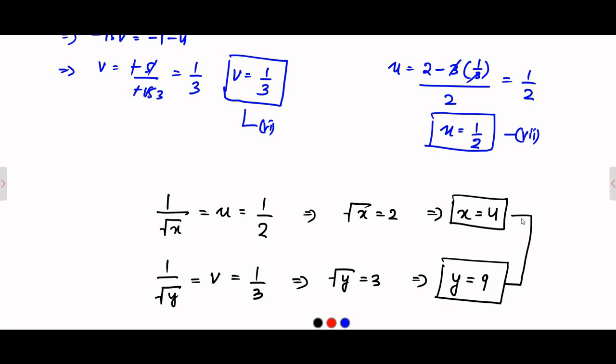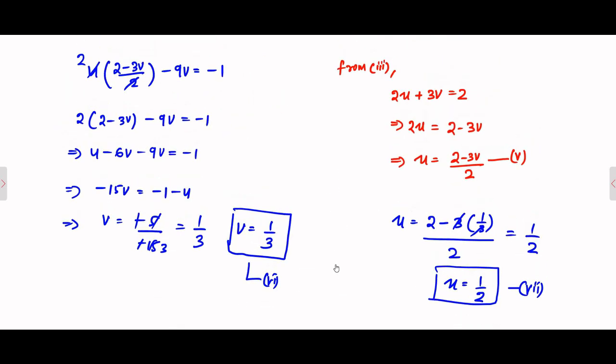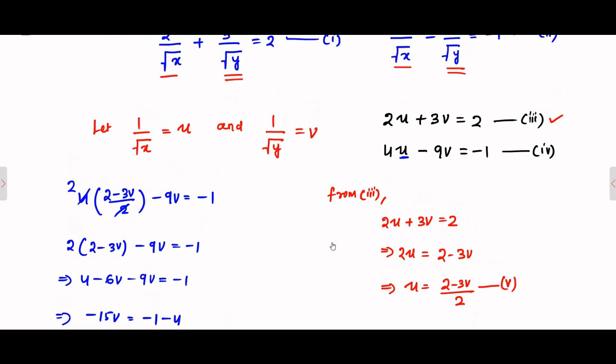Okay, it was relatively simple and straightforward, just this substitution part, but everything else was simple as compared to the previous question. So still, it's a good question and we have solved it. The solution is x is equal to 4, y is equal to 9. Okay.